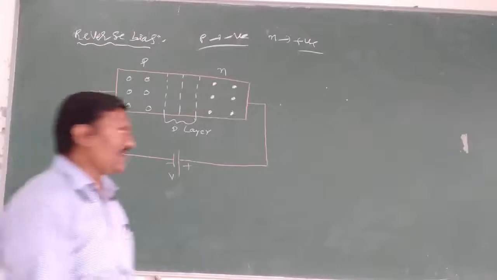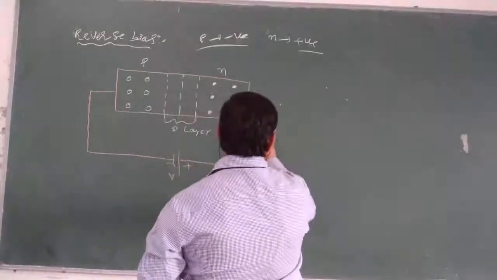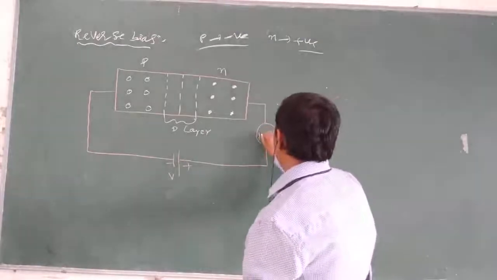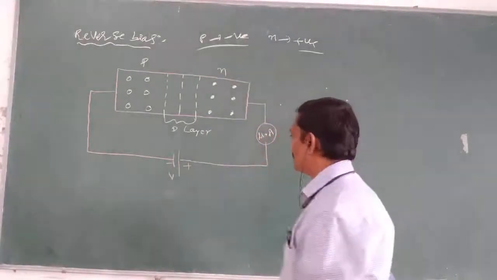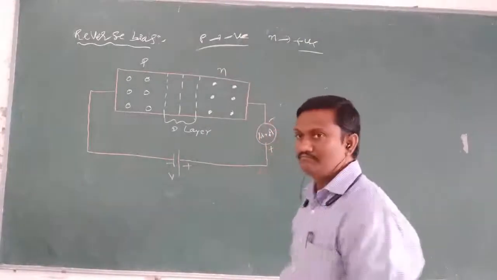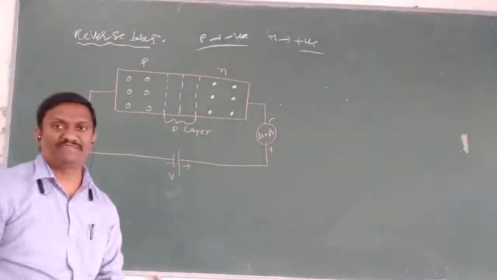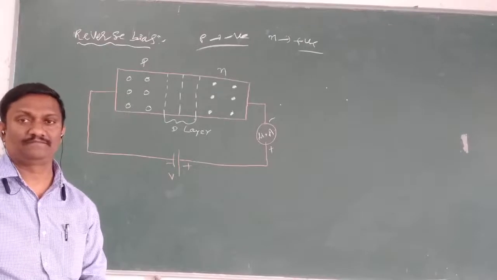To measure current conduction in reverse bias, a microammeter is placed here. Microammeter, microamp. So that is about the diagram of a PN junction in reverse bias.